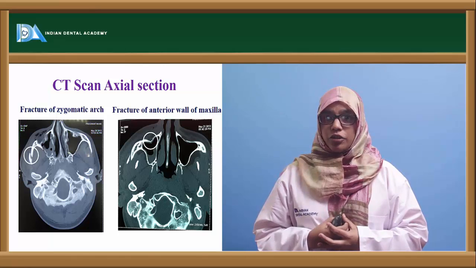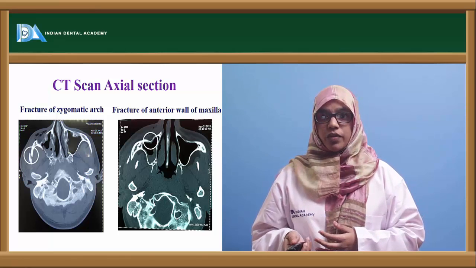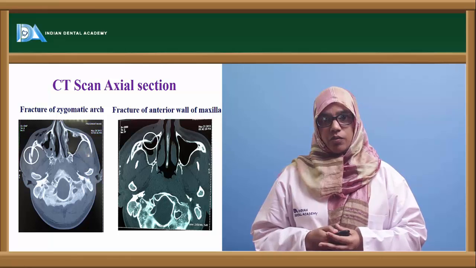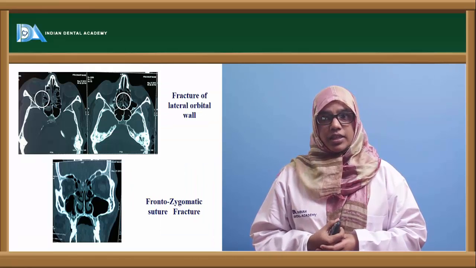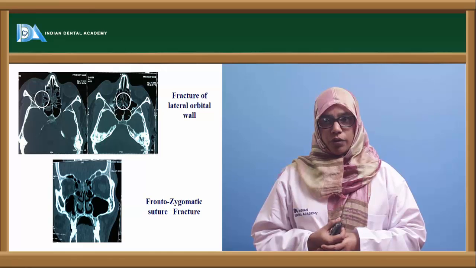Now in this CT scan, you could see an axial section which shows fracture of the zygomatic arch and the anterior wall of the maxilla. This CT scan will show the fracture of the lateral wall of the orbit.